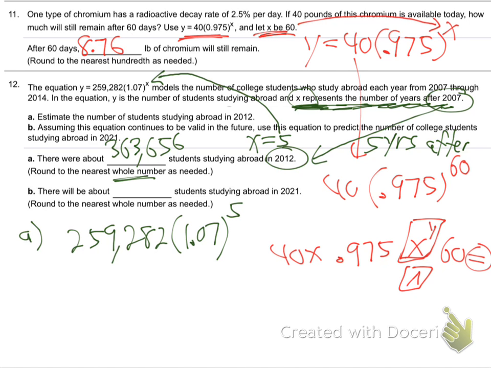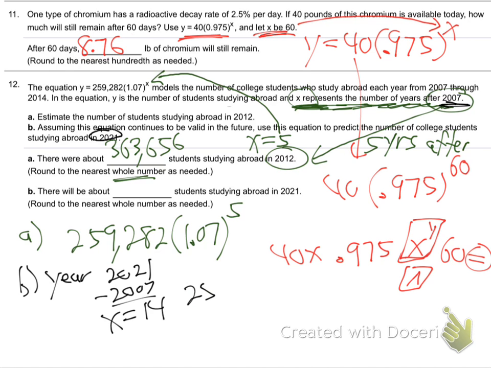And then part B, the year 2021. So in the year 2021, what's X? I don't know. 2021. How many years is that? Subtract 2007. Yeah, that's 14 years after. So X has got to be 14. So now we're going to plug in 14. 259.282 times 1.07 to the 14. I'm just going to hit the buttons and you can get it, right?